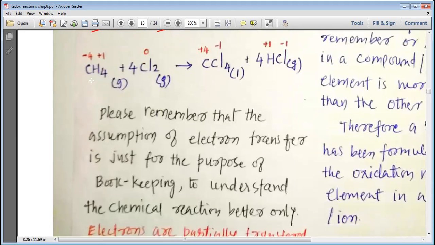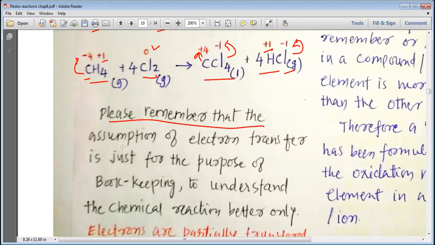In the same way, when we look at the reaction CH4 plus 4Cl2, that gives CCl4 plus 4HCl, we can see that in methane we have hydrogen with +1 oxidation state, carbon with -4 oxidation state, and chlorine with 0 oxidation state. In CCl4, carbon has +4 oxidation state and chlorine has -1 oxidation state, and in HCl hydrogen has +1 oxidation state and chlorine has -1 oxidation state. So, my dear students, this is how we represent chemical reactions by using their oxidation states in the particular covalent compound.